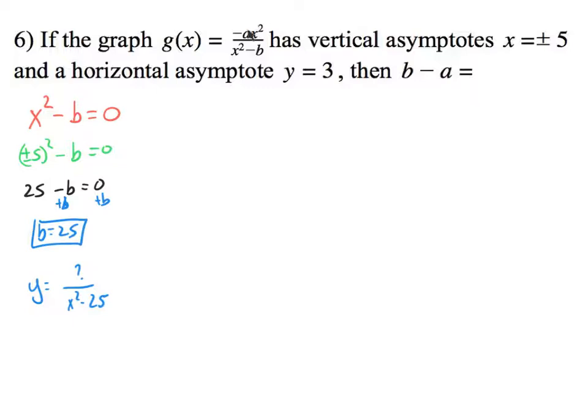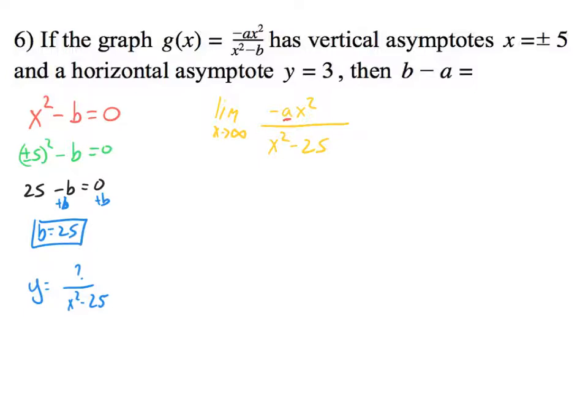So now let's look at the top and the bottom. For horizontal asymptotes, we're going to take the limit as x approaches infinity. What we now have is negative a x squared over x squared minus 25. We already found b, so we're good with that. Now we want to find a.